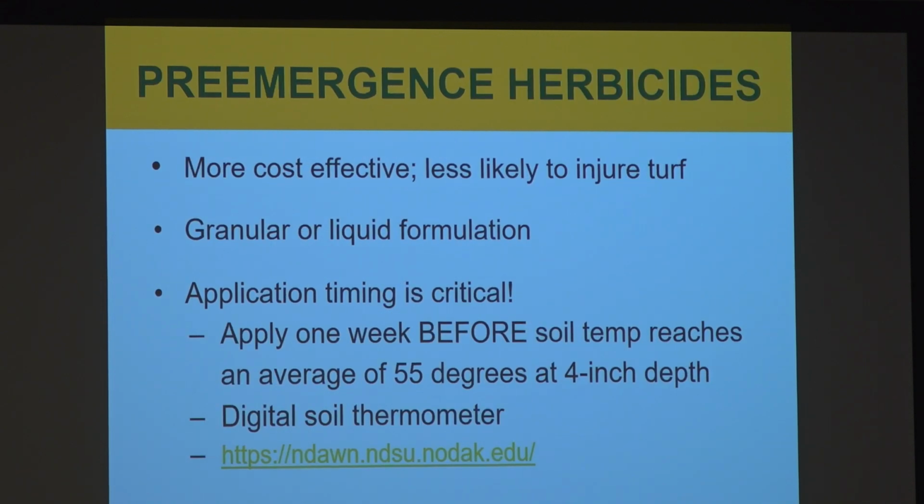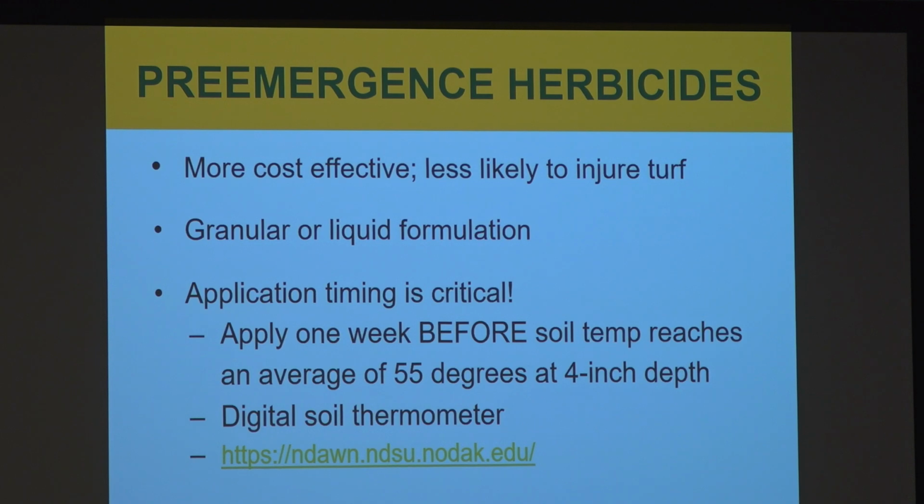Pre-emergence herbicides are the most cost-effective and less likely to injure the turf, and they're less labor-intensive because you can do it once in the spring and be done with it. For consumer purposes, most of the products are granular, but I believe there are some liquid formulations out there. The thing to think about is timing. Timing is critical. You want to be applying this a week to 10 days before the soil temperature reaches an average of 55 degrees at the 4-inch depth.